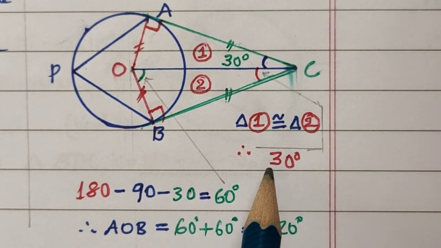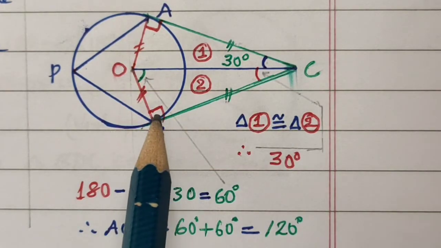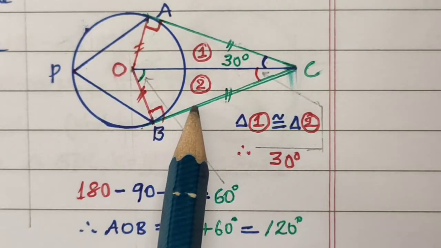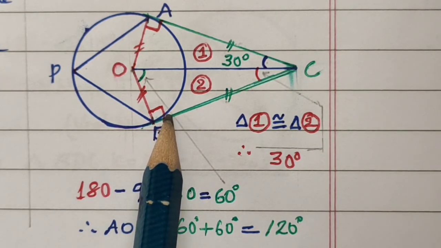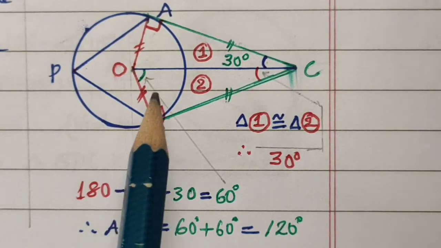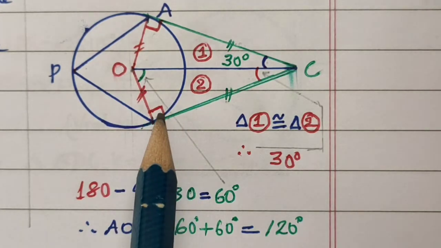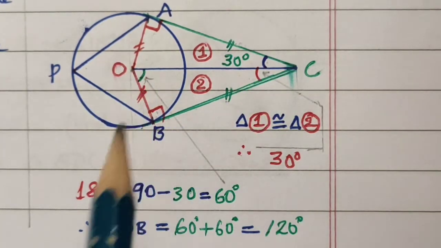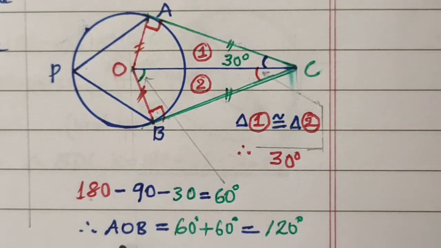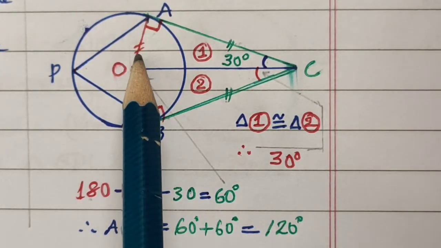Now if we consider this one triangle, we know this angle is 90 degrees, because the radius and the tangent drawn from that point are perpendicular. This is 30 degrees, which we just found out. We know that the sum of the interior angles of a triangle is 180 degrees. Therefore, 180 minus 90 minus 30 will give this angle, that is AOB. This is 60. Therefore, AOB is equal to this plus this.